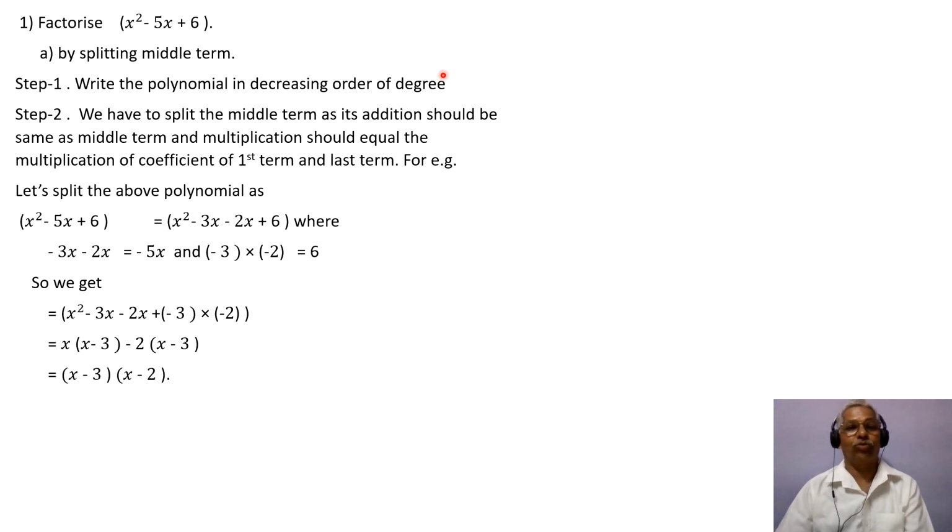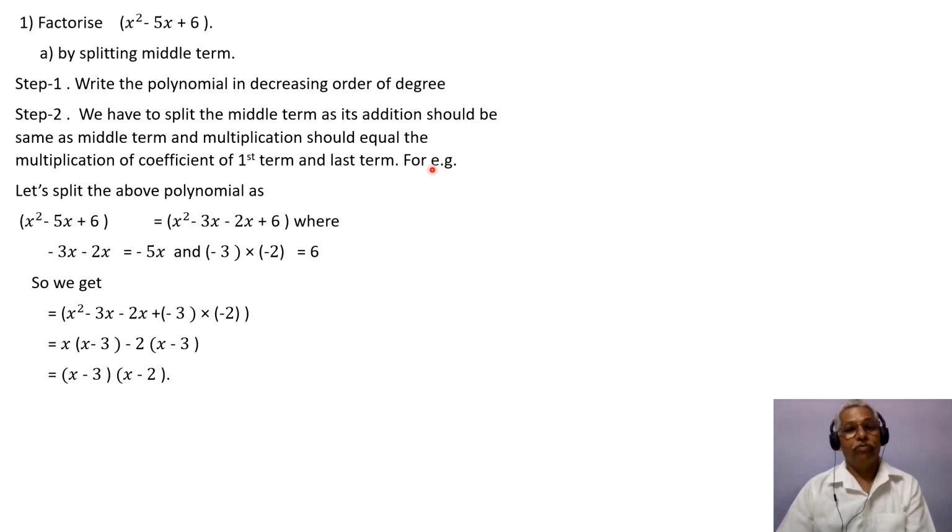You know what this is. And step 2, I'm just reading this, and you will actually come to know the meaning of this as we go further in this example. We have to split the middle term so that its addition is the same as the middle term, and the multiplication should equal the multiplication of the coefficient of the first term and the last term.